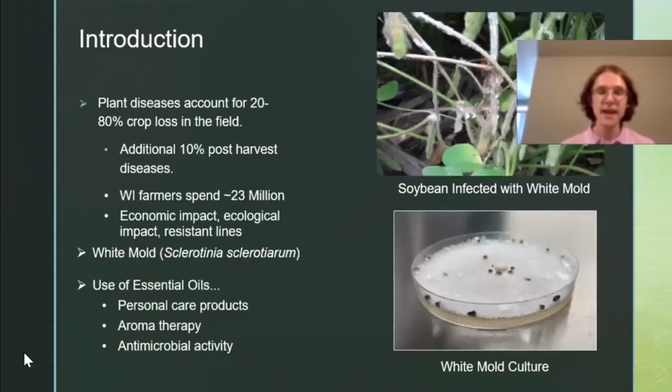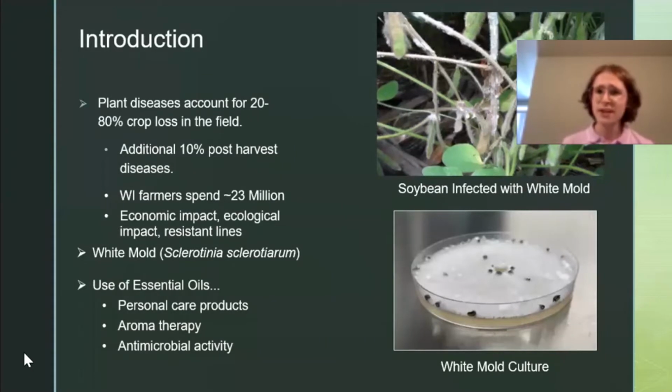So in today's agroecosystems, several factors stipulate the success of a given crop. Currently, one of those factors, plant diseases, causes anywhere from 20 to 80% of crop loss in the field, with an additional roughly 10% loss due to post-harvest diseases.